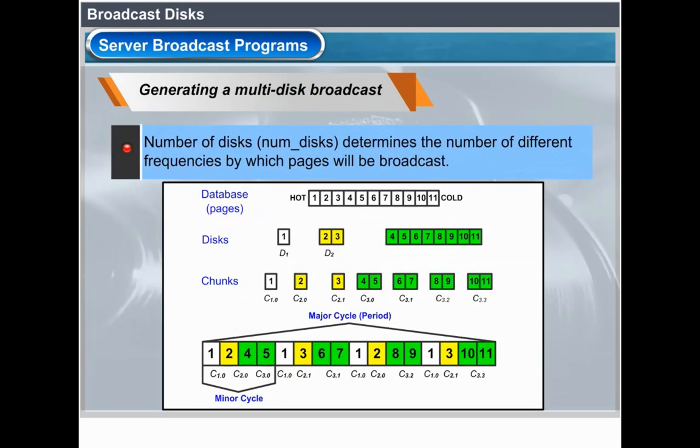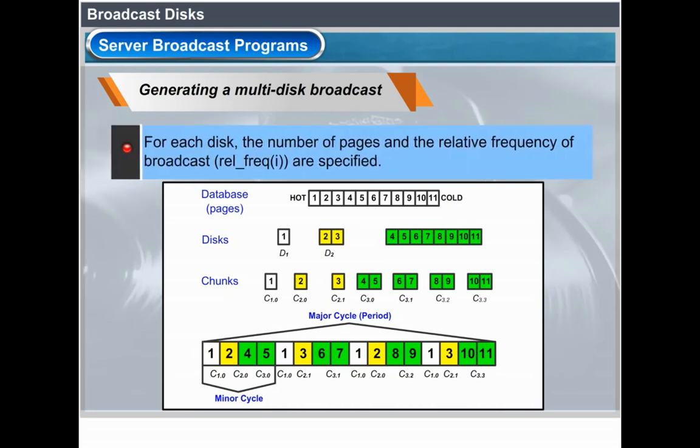Generating a multi-disk broadcast. The number of disks, NUM_disks, determines the number of different frequencies with which pages will be broadcast. For each disk, the number of pages and the relative frequency of broadcast, REL_FREQ_i, are specified. The figure shows deriving a server broadcast program.